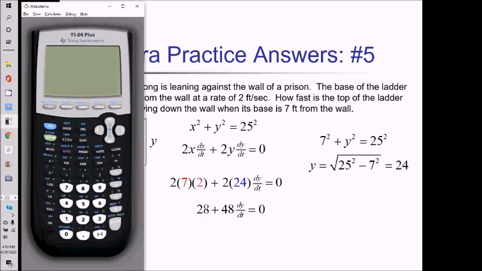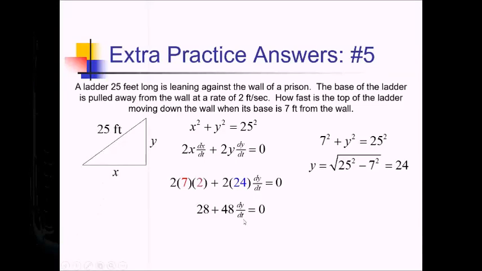So initially, I'm going to subtract 28. So I have a minus 28. And then I'm going to divide by this 48 coefficient. So dividing by 48, and that all is going to come out to negative 0.583 repeating. Now, what are the units going to be on this? We just solved for dy over dt. Y is measured in feet, and t is measured in seconds. So this is going to be negative 0.583 feet per second.